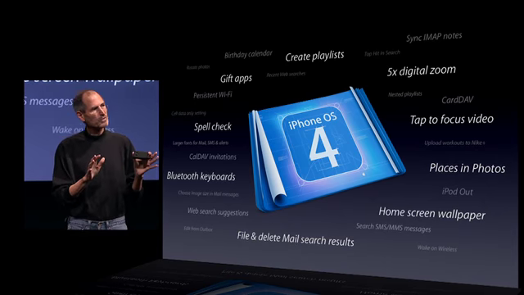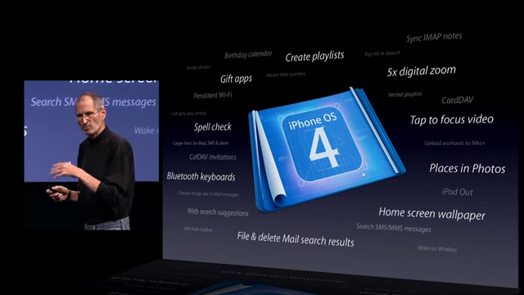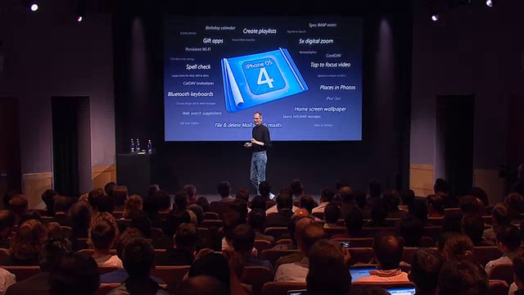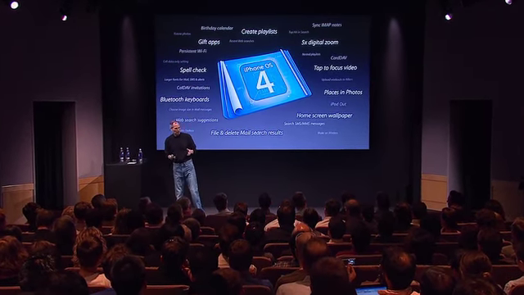You can use Bluetooth keyboards. And we've added a spell checker, which is really nice. If you misspell a word, it'll underline it. You just tap it, and it'll give you what it thinks you might have wanted to type. You can gift apps. This has been a big request, too. You can buy an app and gift it to somebody right from your phone.